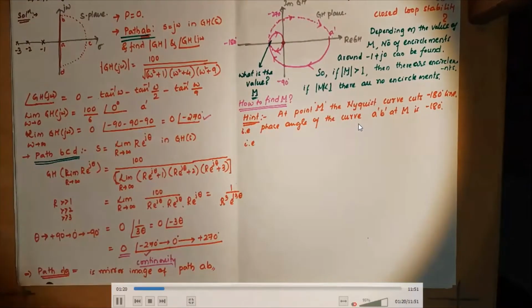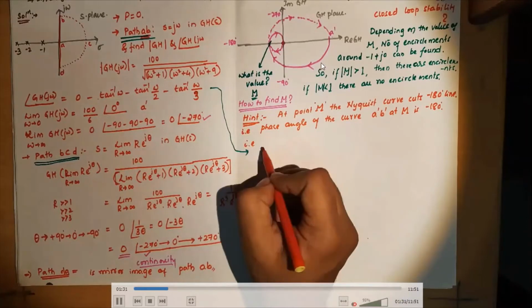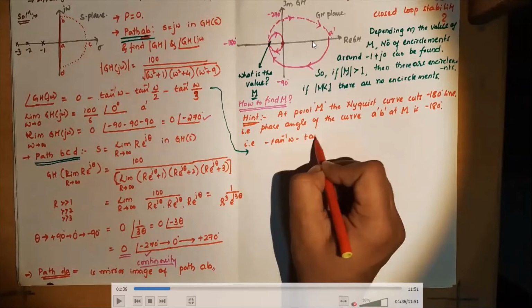That is, the phase angle of the curve in the path A dash B dash at M is minus 180 degree. Please understand. So this A dash B dash curve is a solid pink color. It is cutting the minus 180 degree line. So how we got this curve is only based on the approximation of path AB from S plane. So that also means this is how our plot varies with a variation of omega. This is how our plot has gain and phase angle. It's somewhat similar to a polar plot, you can say.